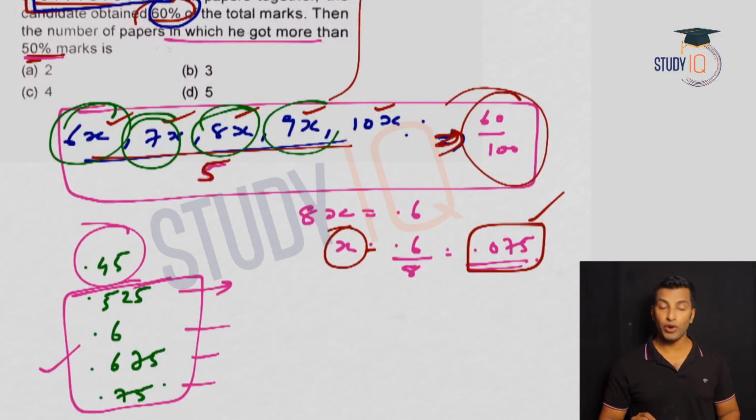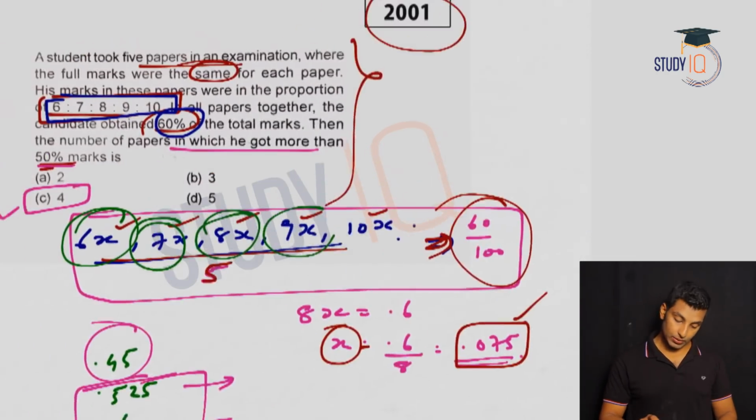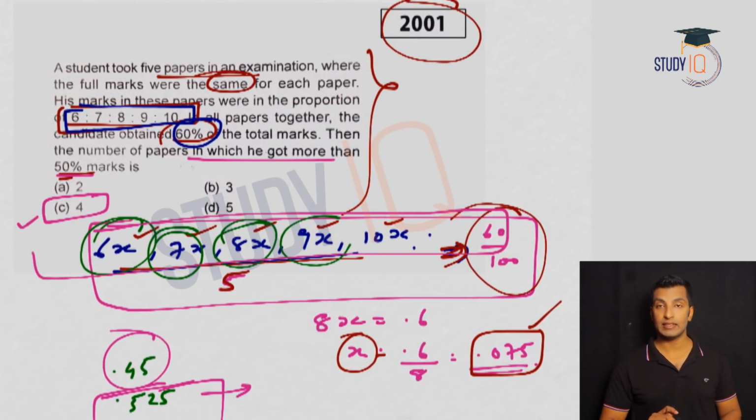I hope this is clear for all of you. In 4 papers he got more than 50. So the answer for this question is C for Calcutta. That's how you'll solve. Make an assumption that the marks are 6x, 7x, 8x, 9x and 10x, and find the value of x so that you can find the marks also. Because what is given, you take it as the average.